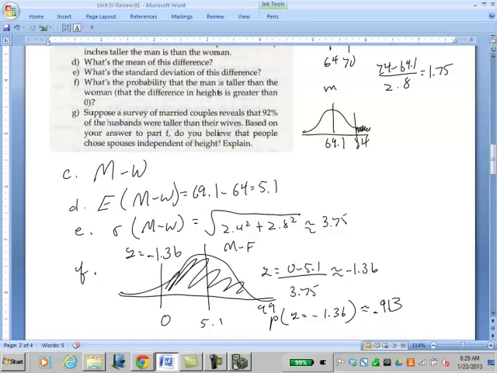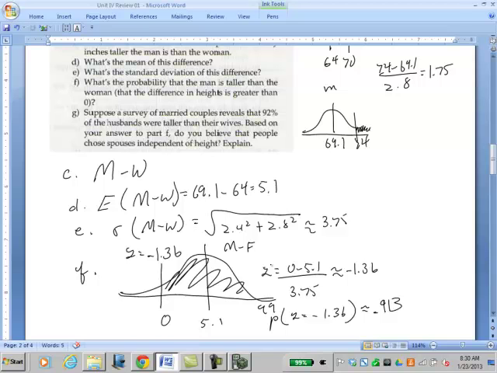Now, all of this is very boring, kind of straightforward. Finally, you're being asked a statistical question. Suppose a survey of married couples reveals that 90% of the husbands are taller than their wives. Based on your answer to part F, which means for a randomly selected man and woman the man is taller 0.913, or 91.3% of the time, do you believe that people choose spouses independent of height? Yes or no? What do you guys say?